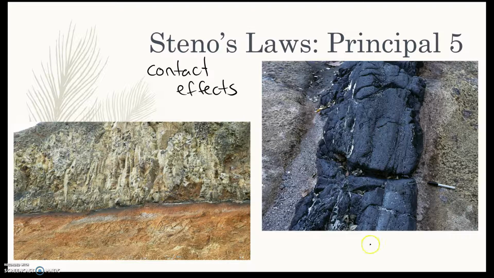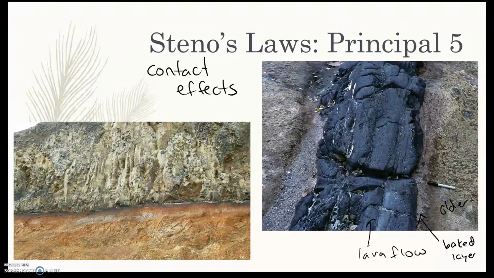So if you see here, this is a lava flow in the image, and it is causing a baked effect on the rock around it. That means that baked layer had to be older. It had to be there in the first place in order to be affected by the new layer. Same thing over here in the left image.